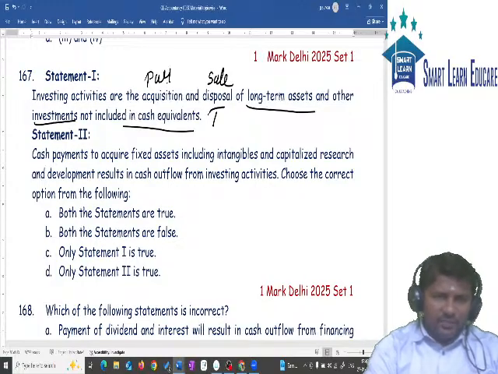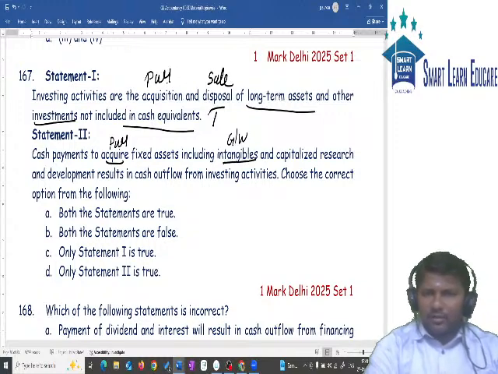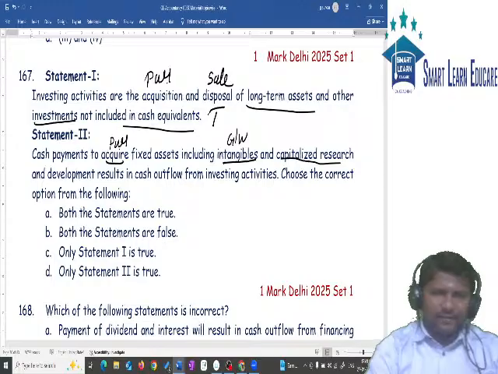Next, cash payment to acquire, meaning to purchase. Cash payment to purchase a fixed asset including intangible asset. Goodwill is an intangible asset. Goodwill purchased is an intangible asset. Capitalized research and development results in cash outflow. This will come under what activity? Investing activity.